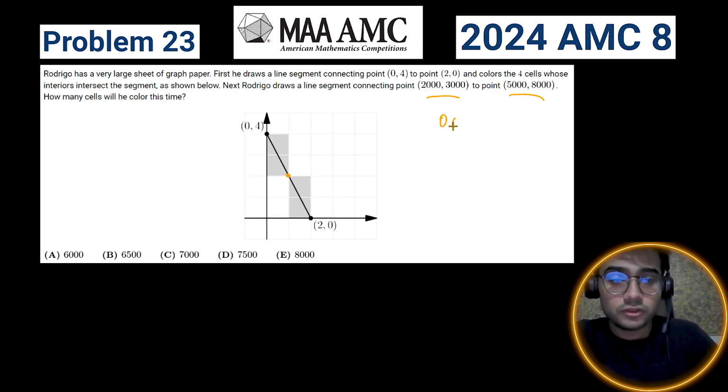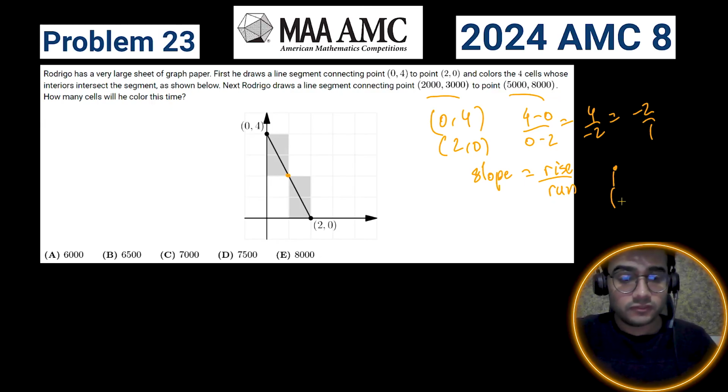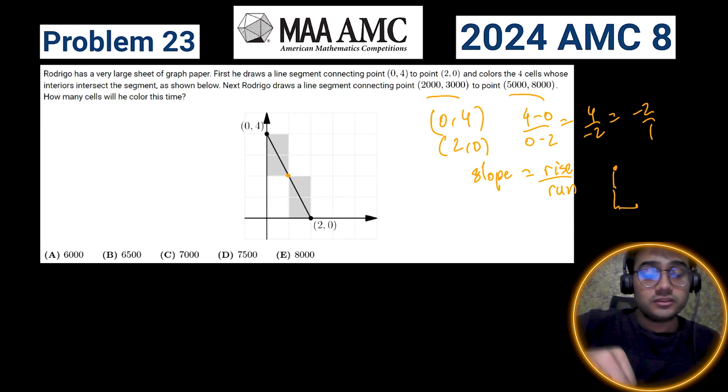So let's find the slope between these 2 points, 0, 4 and 2, 0. The slope is going to be 4 minus 0 over 0 minus 2. So that is 4 over negative 2, that's negative 2 over 1. That means, as slope is rise over run, from the starting point we go 2 down, so the rise is negative 2, and 1 across, and that's how we get the slope of negative 2 over 1.